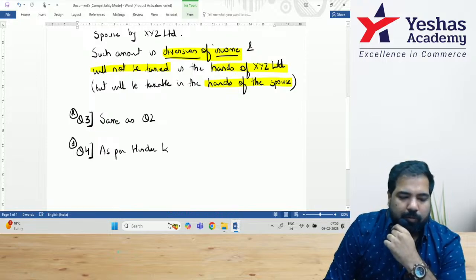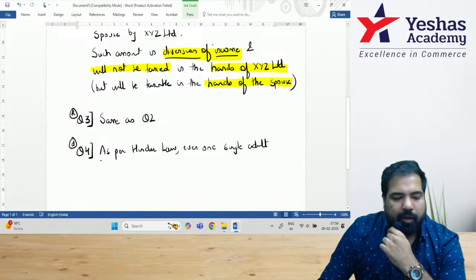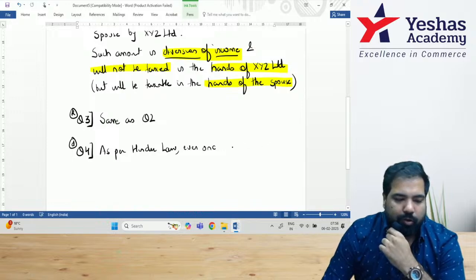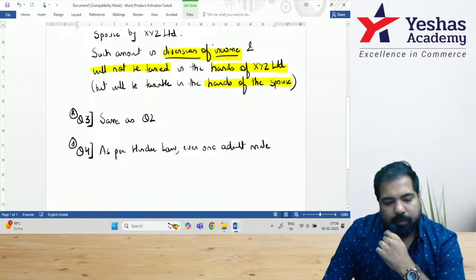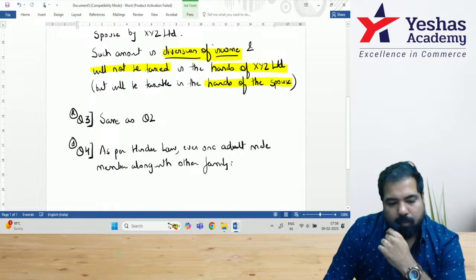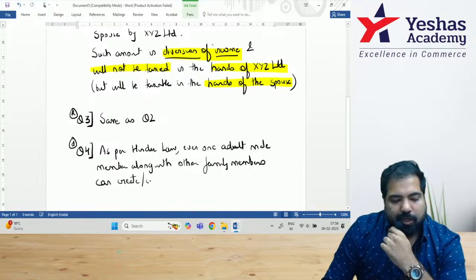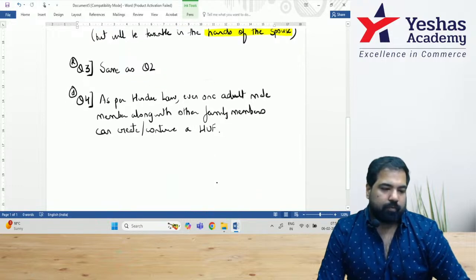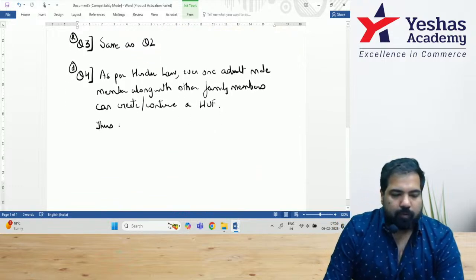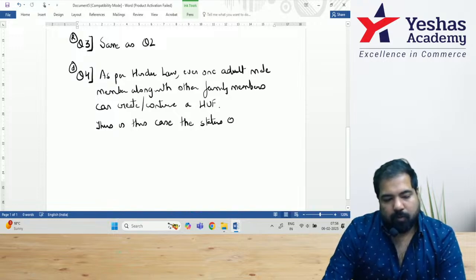Hindu law, even one single male member of the family can create, continue, the status of HUF. In this case, status of HUF.